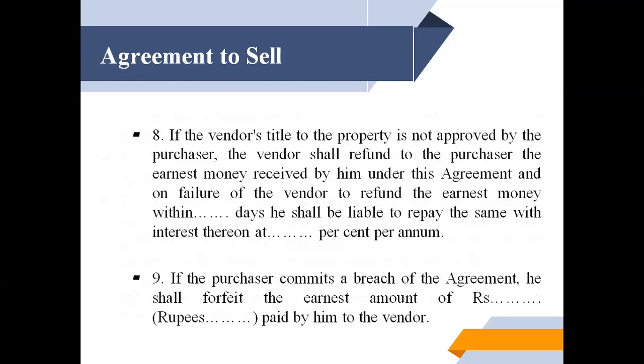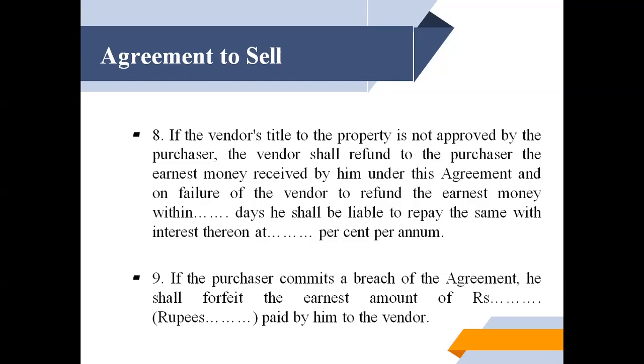Thereafter, if the vendor's title to the property is not approved by the purchaser, the vendor shall refund to the purchaser the earnest money received by him under this agreement, and on failure of the vendor to refund the earnest money within dash days, he shall be liable to repay the same with interest thereon at the interest rate fixed by the respective parties to the deed. Further, if the purchaser commits a breach of the agreement, he shall forfeit the earnest money of rupees so and so paid by him to the vendor.